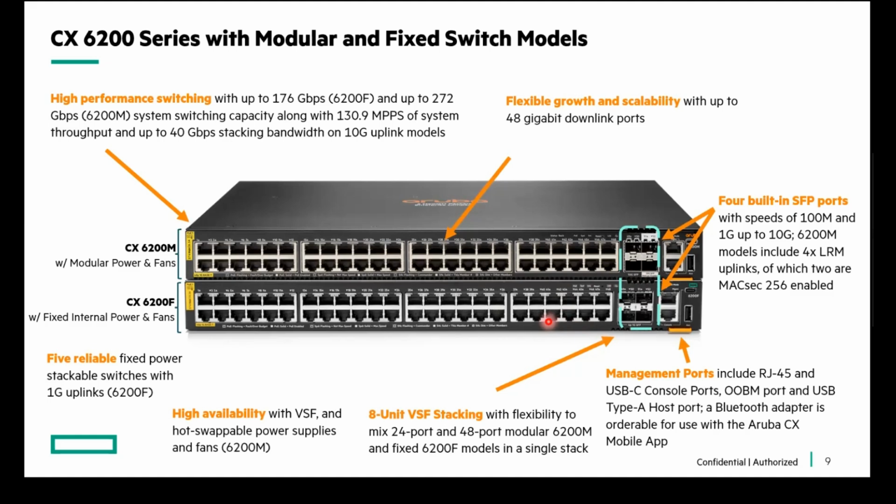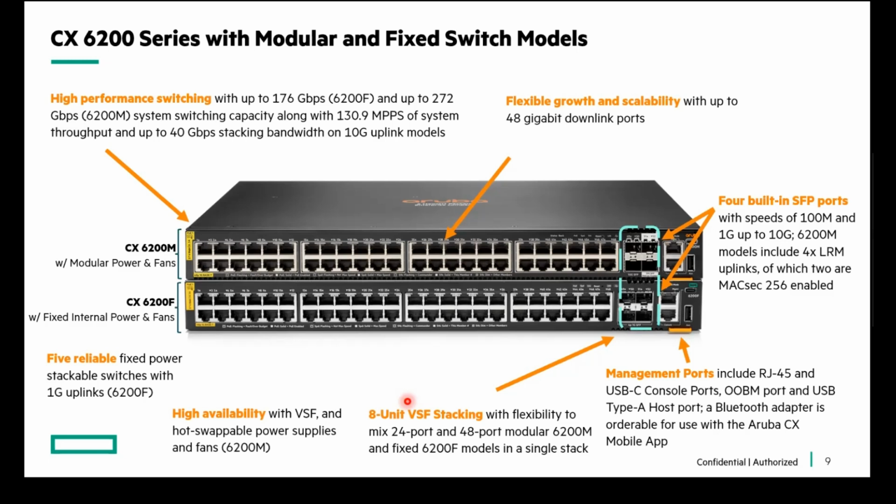In the 6200F, the differences here, we have both 1 gig uplink ports as well as 10 gig uplink ports. And on the F switches, we have fixed internal power supplies, and we have PoE and non-PoE versions of that. And with the PoE switches, we have 370 watts of PoE budget and 740 watts of PoE budget. So those are, at a high level, the differences there. The other capability that we have is 8-unit VSF stacking. So 8 units, 8 members high. That's what we have there.